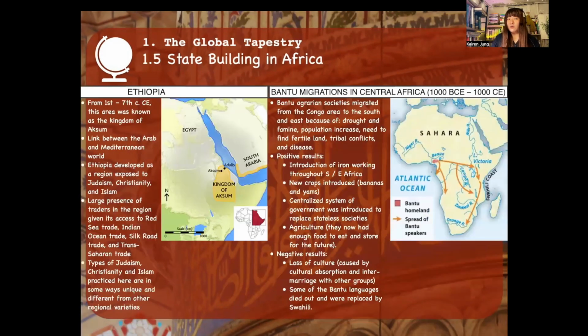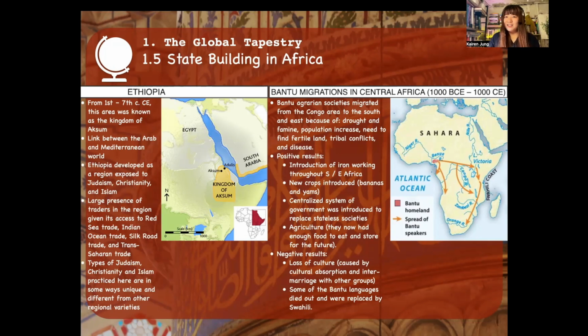Now let's look at Ethiopia from the 1st to 7th century CE. This particular area was known as the Kingdom of Aksum, and it was a link between the Arab and the Mediterranean world. Ethiopia developed as a region that was exposed to Judaism, Christianity, and Islam, and to this day they have a very unique Christian religion. At this time period, there were a lot of traders in this region. It was a strategic location where you could access Indian Ocean trade, Silk Road trade, and Trans-Saharan trade.